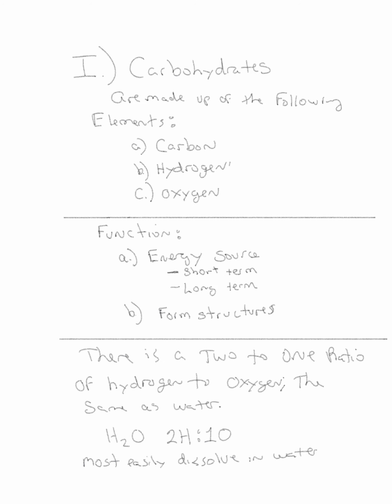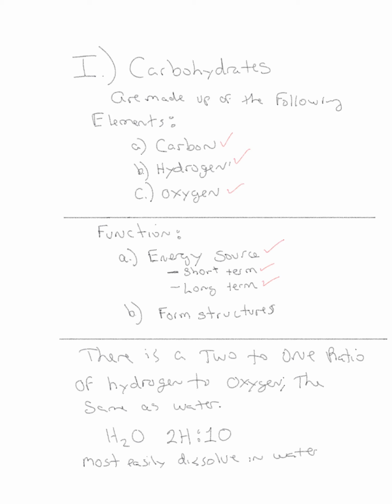Let's look at the first category, which is carbohydrates. And they're made up of the following elements. They're made up of carbon. They're also made up of hydrogen and oxygen. What do they function as? So carbohydrates function as an energy source, either short-term or long-term. So for example, blood glucose in the blood, or sometimes referred to as blood sugar. That's for short-term energy storage. It's used immediately. Glycogen or starch are long-term storage forms.